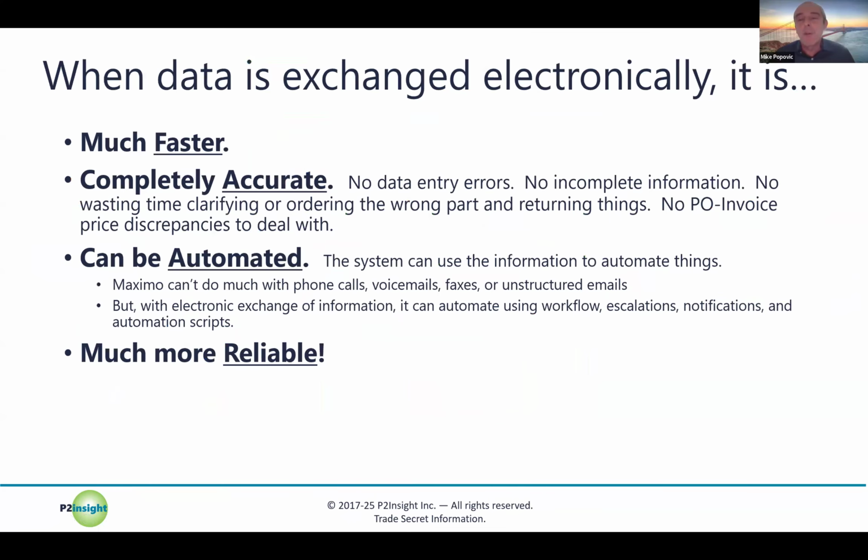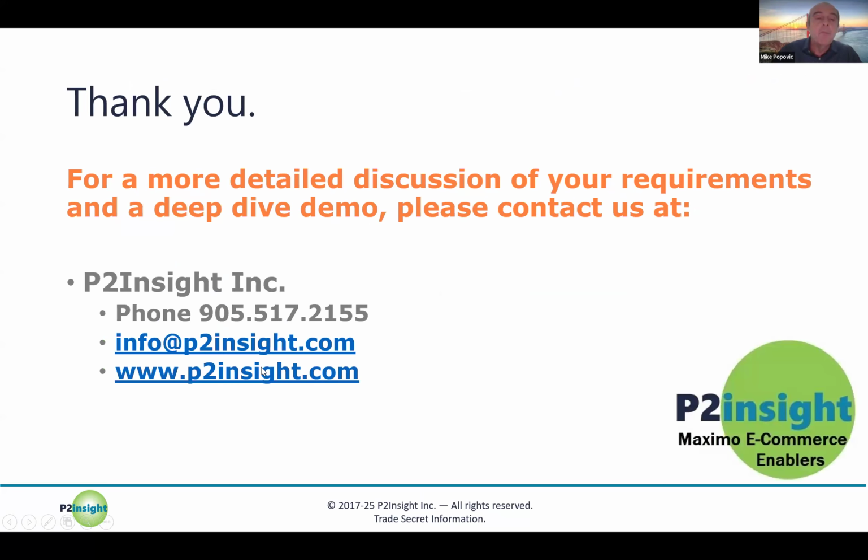When data is exchanged electronically, and that's what we're trying to do, so there's no keying in, it's much faster. Your processes from end to end complete much faster. It's completely accurate. There's no retyping. It just flows electronically from one system to another. It can be automated. Once the data is coming into your Maximo system electronically, Maximo can do workflow, escalations, notifications, automated scripts, and so forth. You can automate a lot of processes that way, and it's much more reliable.